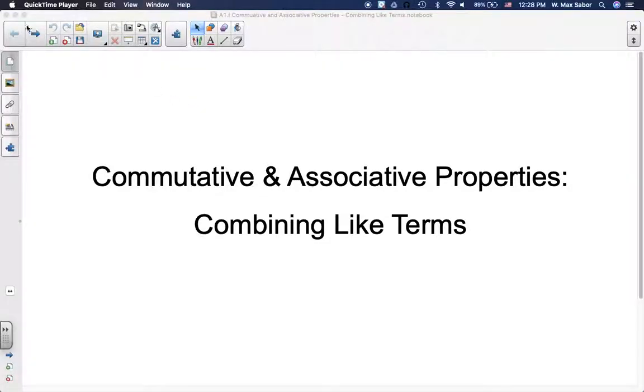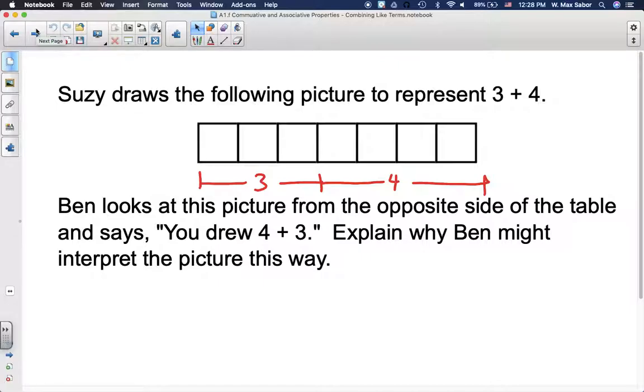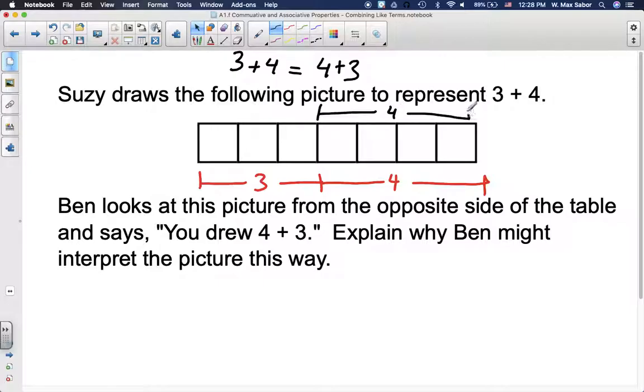The commutative properties and associative properties, combining like terms. So, Susie sees this as 3 plus 4, which is the same thing as 4 plus 3. From the other side, Ben would say, okay, this is 4 plus 3.